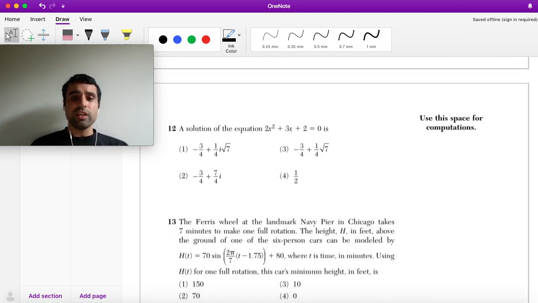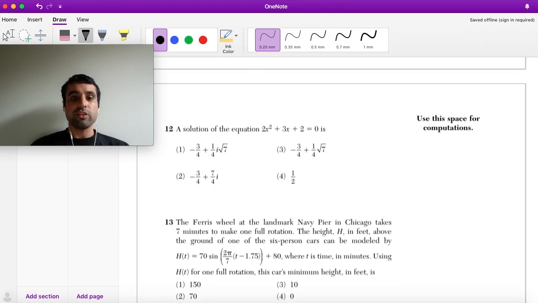A solution of the equation 2x squared plus 3x plus 2 equals 0 is... So there are many features in the calculator you could use to solve this. I don't know what kind you're using. So I'm going to do this by hand and use the quadratic formula for now. So if you have an equation ax squared plus bx plus c equals 0, you use the quadratic formula, which goes something like this. X equals negative b plus and minus the square root, and it's given to you in the back of the reference table, the square root of b squared minus 4ac all over 2a.